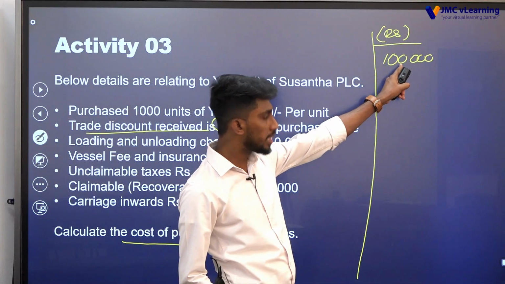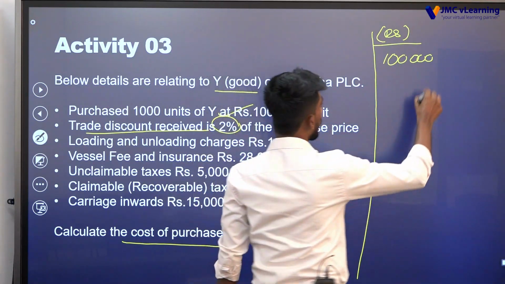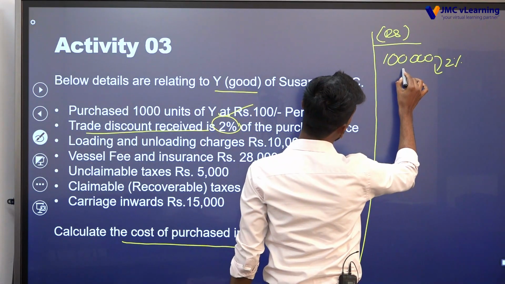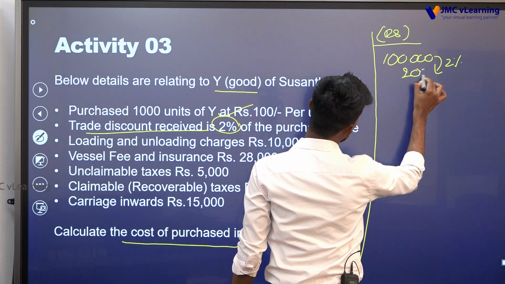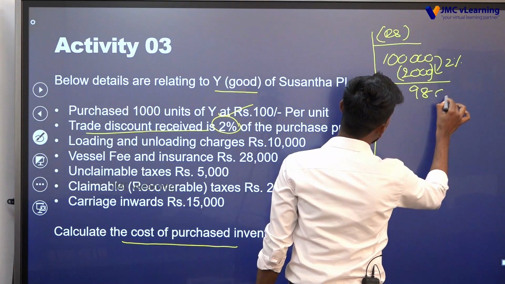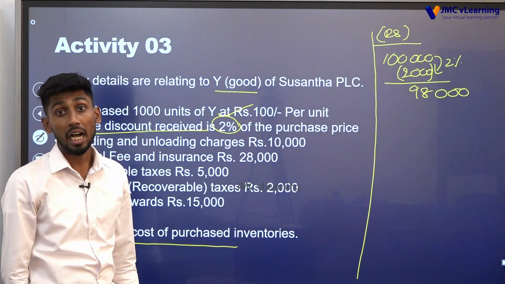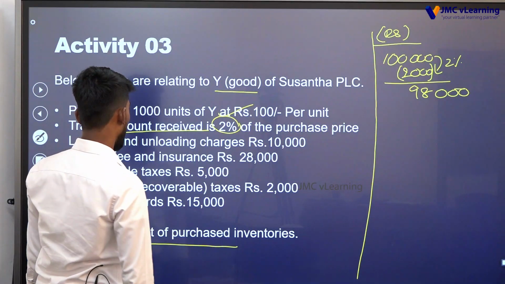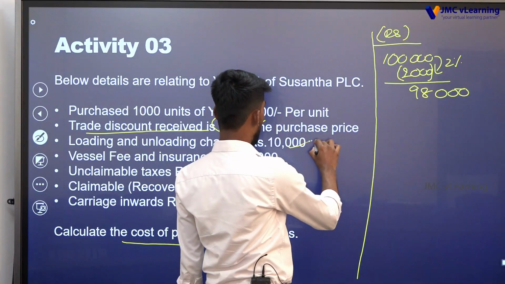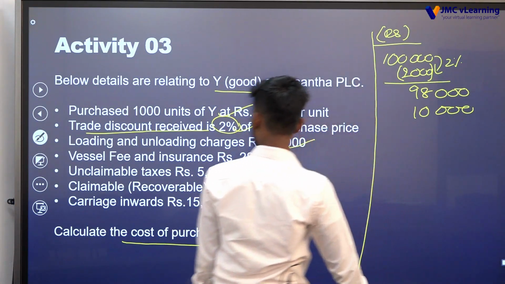Now from this I receive a trade discount of 2%. So how much is the 2%? It's 2000. That means 98,000 is the purchase price after trade discount. Then loading and unloading charges, you know we can. Those are the handling costs. So we can take it also, 10,000.